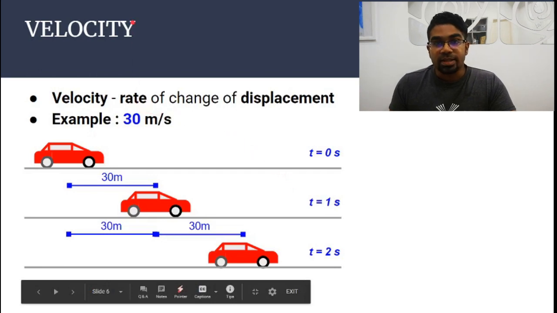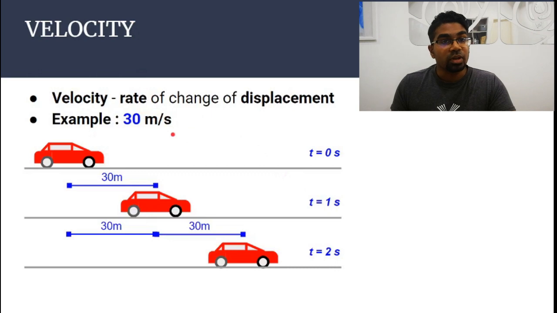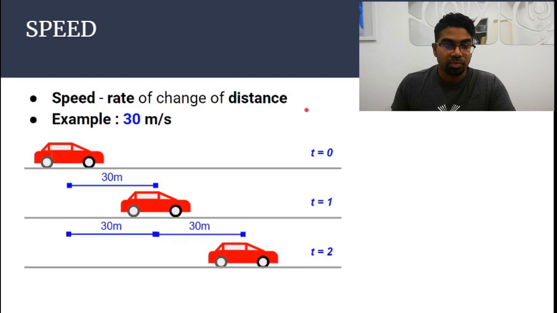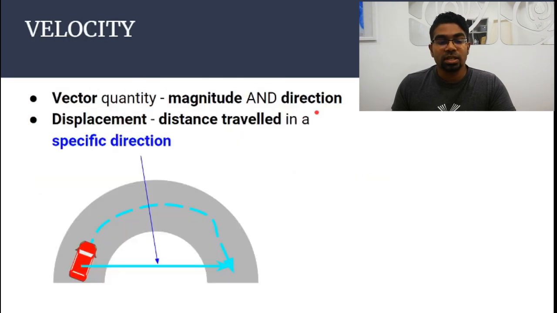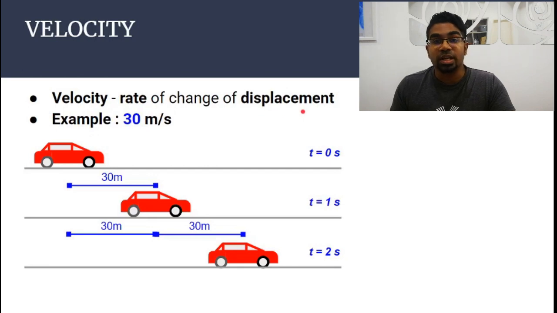So what is velocity then? Velocity is similar to speed, however velocity is a vector, it has direction. So velocity is the rate of change of displacement. Now I'm going to compare with speed. For speed, it is the rate of change of distance, but velocity is the rate of change of displacement.